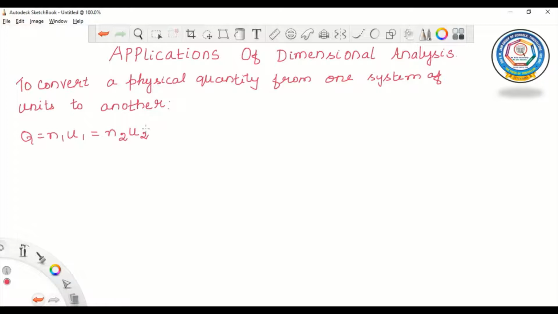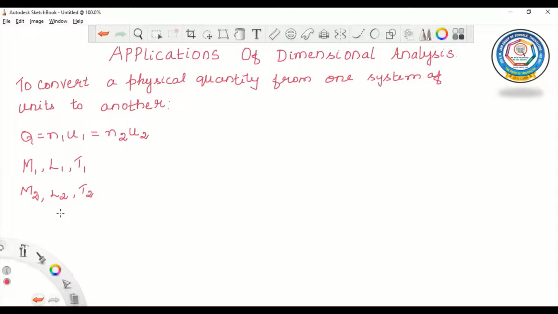Let M1, L1 and T1 be the sizes of fundamental units of mass, length and time in one system, and M2, L2 and T2 be the corresponding units in another system. So in one system we are going to consider M1, L1 and T1, and similarly in the other system the fundamental units are taken as M2, L2 and T2.